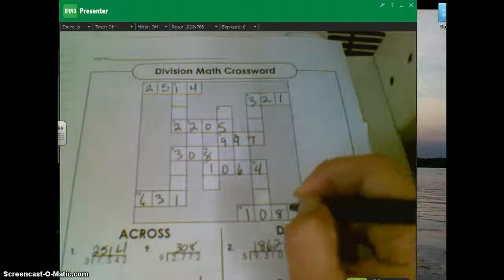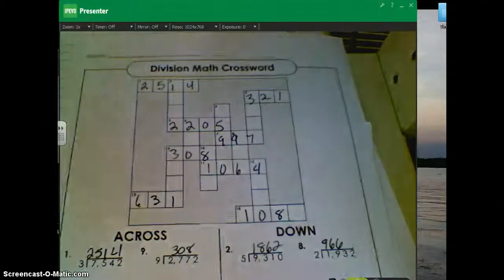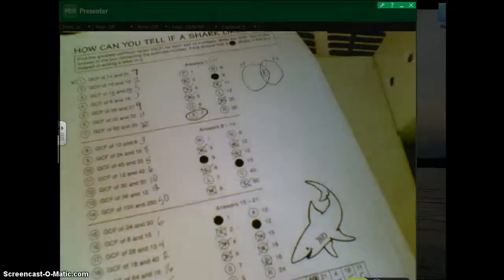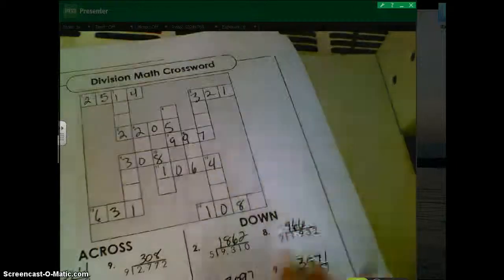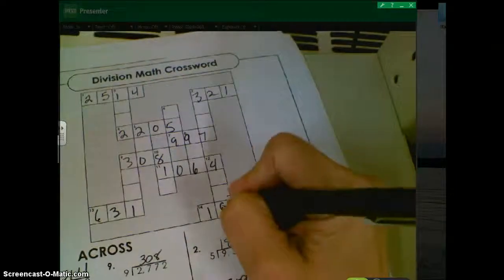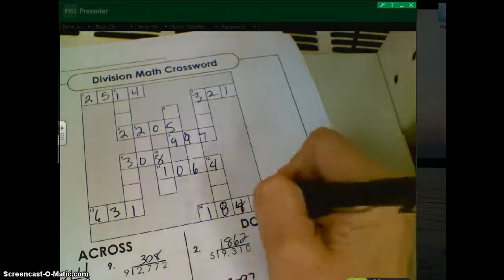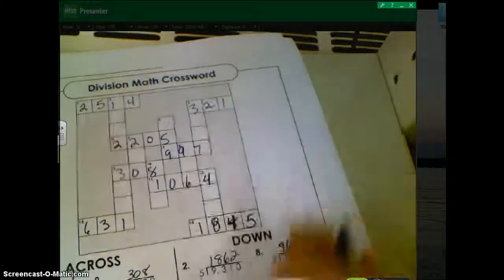Oh, what did I do? 10845. Let me double check that one. Alright, so here I wrote it and I just copied it wrong. Easy thing to do, so don't make that same mistake. It's 1845. Sorry about that. 1845. Good thing you're doing this in pencil so you can erase better.